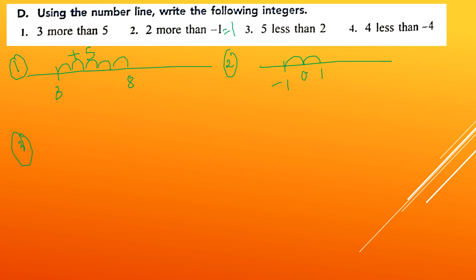5 less than 2. If this is a number line, 5 less than 2, if this is 2, you are moving 5 units to the left. So 2, 1, 0, minus 1, minus 2, minus 3. So your answer will be minus 3 here. And 4 less than minus 4, I expect you to do it yourself and let me know if you have understood this or not.